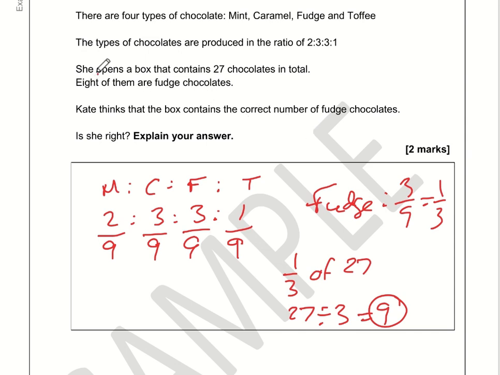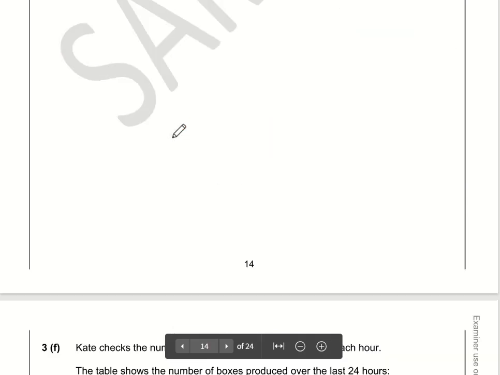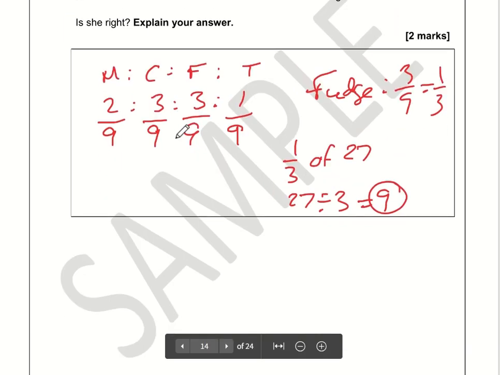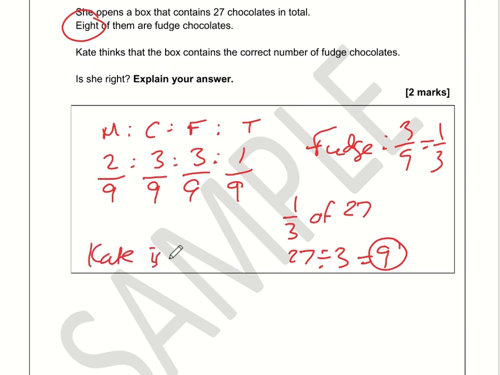We've been told that there are 8. So it does not contain the correct number of fudge chocolates. So is she right? Case is wrong. You could just add in there should be 9, not 8, just to be on the safe side.